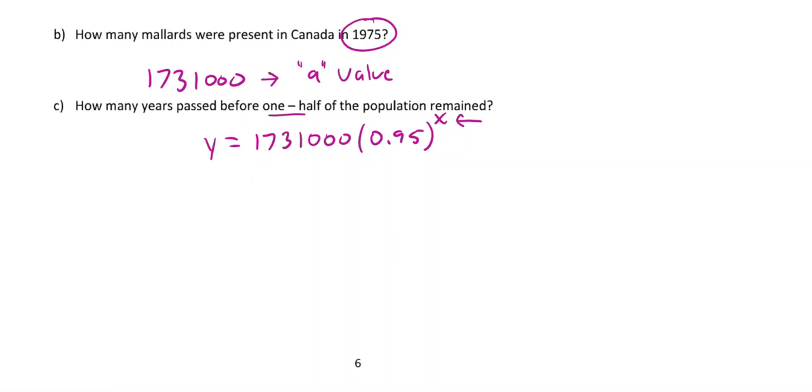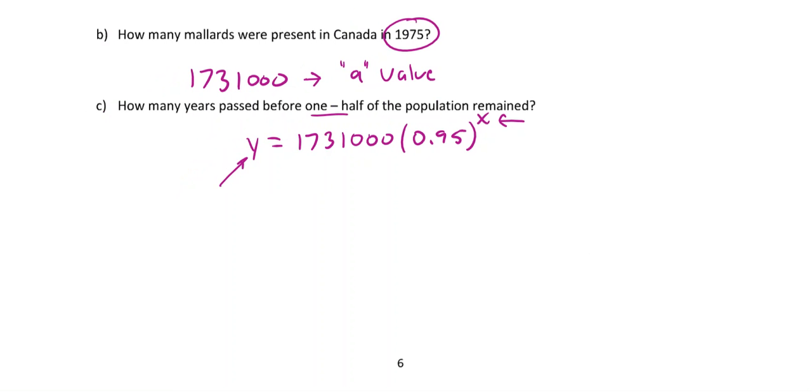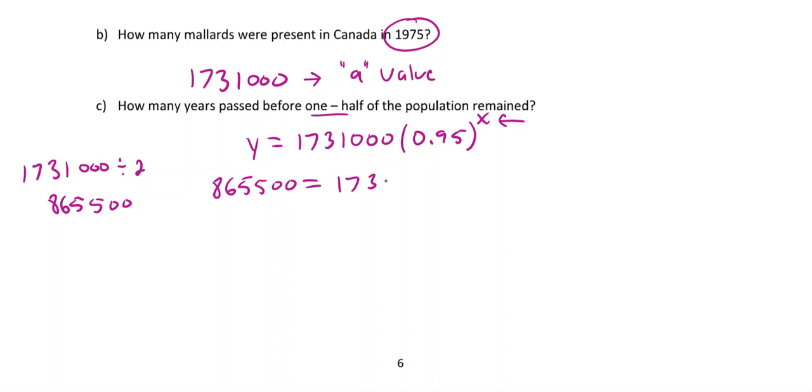So what should I be putting in for my y value? Yeah, half of that, right? I can figure out what half of that is, and then that can go in there. So we'll say, okay, that number, just writing it over on the side for a second, divided by 2 is equal to 86.5, right? So that's what we're going to replace with y here. So 86.5 is equal to 173.